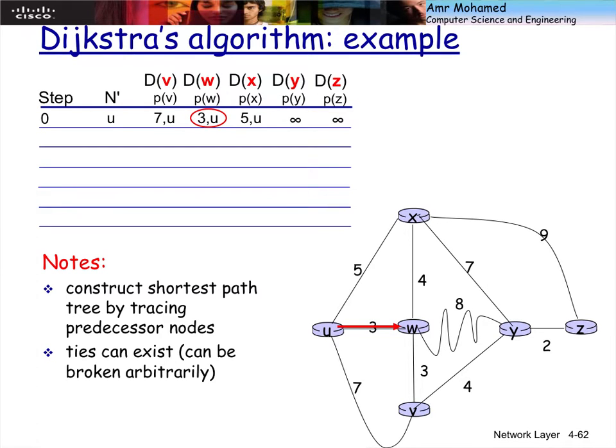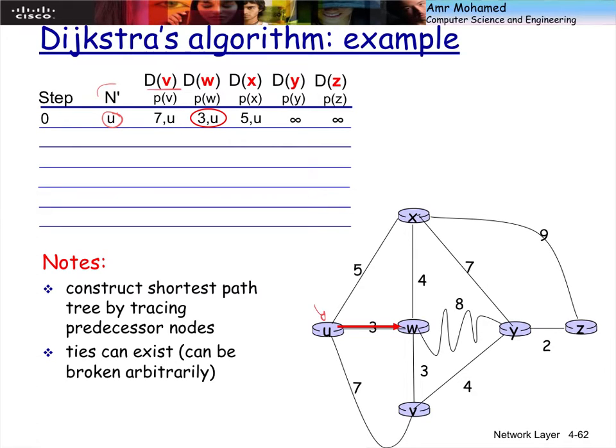So this example shows that U is the source, and we are trying to construct the shortest path tree using Dijkstra's algorithm. Imagine that we have all the costs of all these edges in the link state table, and we just run Dijkstra's algorithm once and for all to construct the shortest path tree. Okay? So in step 0, what we need to do is that we have n dash initialized as U, which is the source node, right?